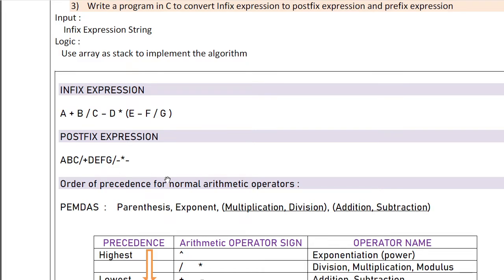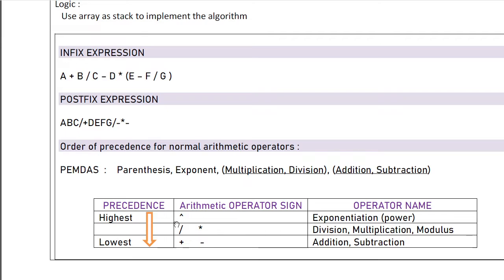I think you have some knowledge about what infix, prefix, and postfix are. So we have an expression here, a plus b slash c minus d, and then we have bracketing, e minus f g, all are there. In this conversion, we're going to use only these kinds of operations: cap, slash, star, plus, and minus. Let me just explain.